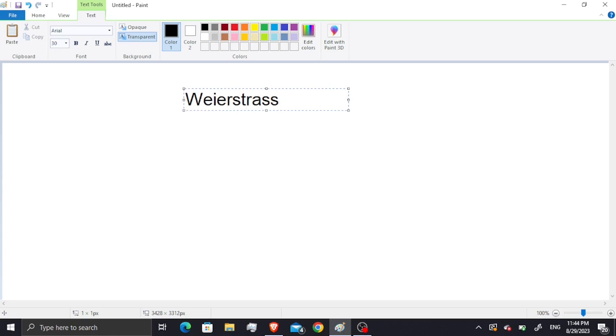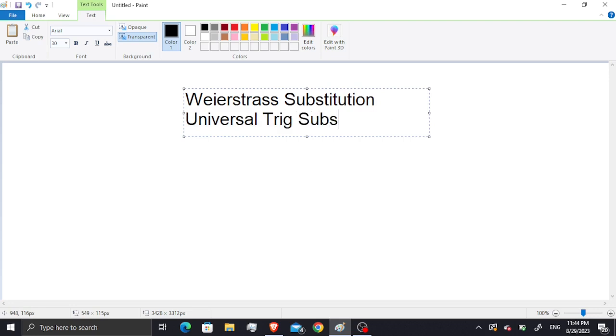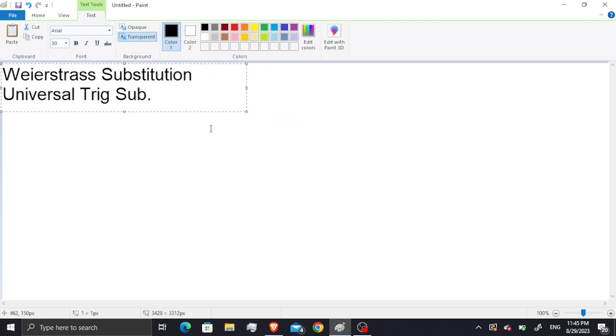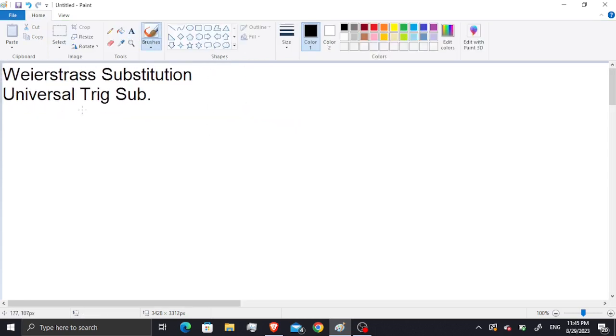Weierstrass substitution, as some people like to call it. A better name for it, in my opinion, is universal trig sub. I'll just say sub, but it's universal trig substitution that they like to call it in places like Russia. Anyway, there's a high chance that any Calc 2 student you'll meet, especially here in the States, won't know this.